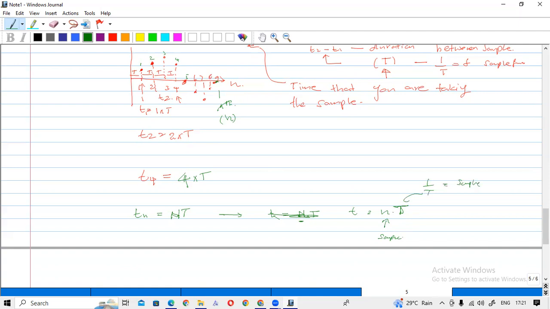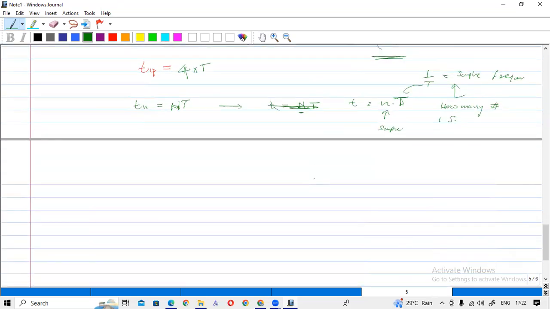The frequency is how many samples you are getting for 1 second. That is the sampling frequency. You get one sample from T duration, so for 1 second you are getting 1 by T samples. So this is the sampling frequency.